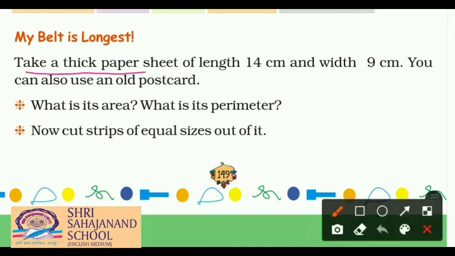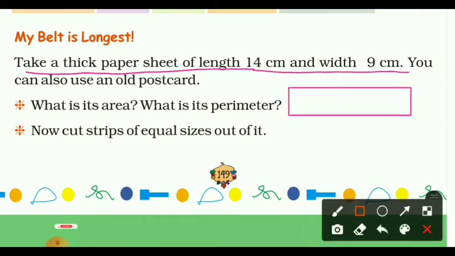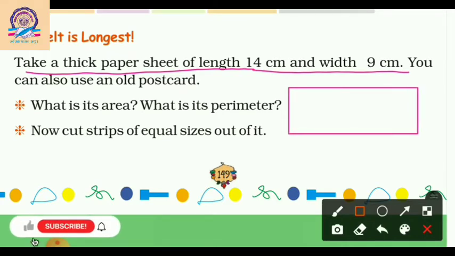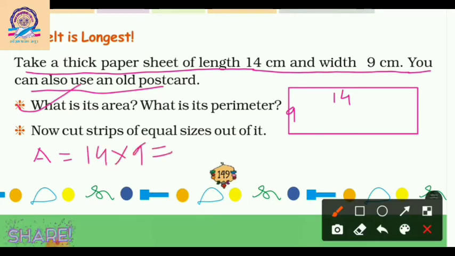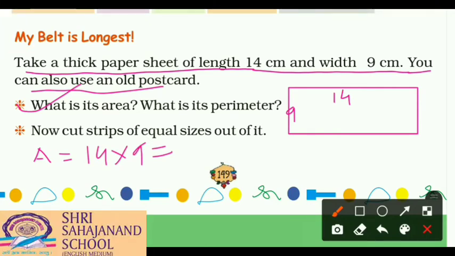Take a thick paper sheet of length 14 centimeter and width 9 centimeter. It means it is a rectangular sheet. So let me make a rectangular sheet. You can also use an old postcard with the same length. So the length is 14 centimeter and the width is 9 centimeter. First question: what is its area? Let's use the formula of area. Area of rectangle is equal to length into breadth. It means 14 centimeter multiplied by 9 centimeter. So it will be 126 square centimeter.